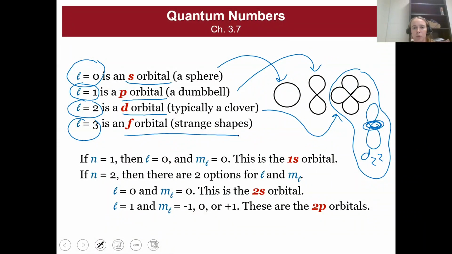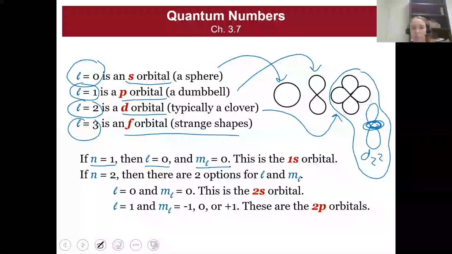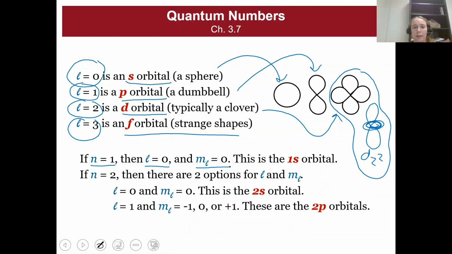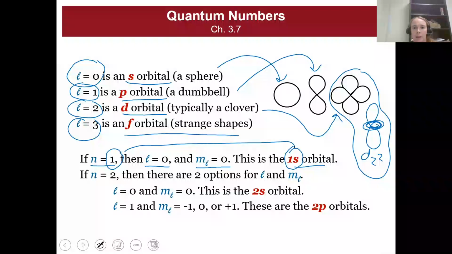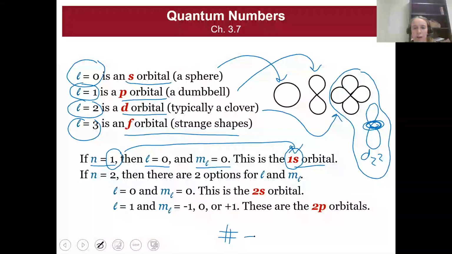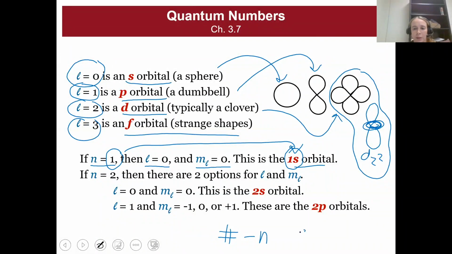describe our orbitals using our quantum numbers. If n equals 1, L has to be 0 because L can't be equal to n. And then if L is 0, m sub L has to be 0 because there's no such thing as plus or minus 0. And that means that it's an s orbital, and we call it the 1s orbital because we put the n at the beginning. So the number tells you about n, and the letter tells you about L. Okay?